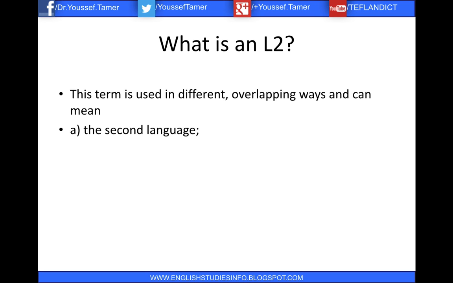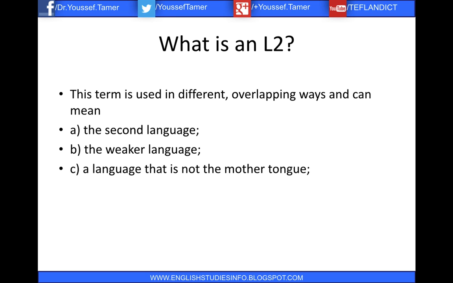L2, second language. This term is used in different overlapping ways and can mean the second language, the weaker language, somehow. Here we have different degrees between people. A language that is not the mother tongue, for sure. The child doesn't learn it with his parents, while growing up during his childhood. He learns it only when he's grown up. Okay? The less used language.